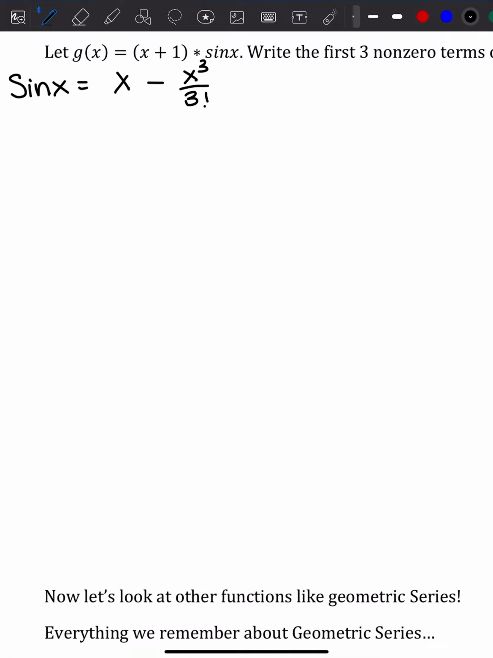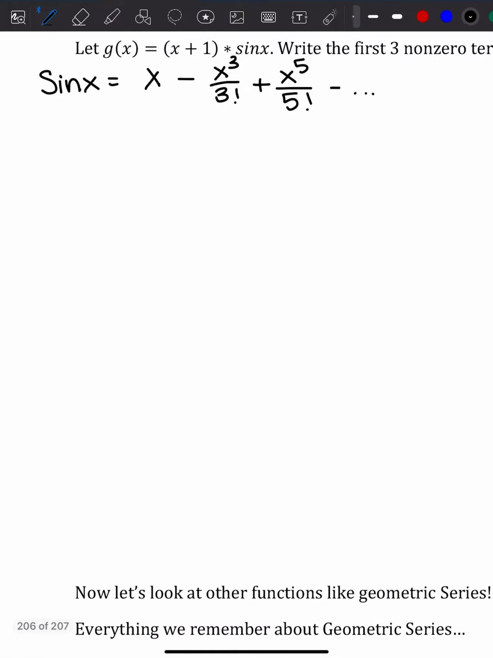It's all of our odd numbers. Plus x to the 5th over 5 factorial, minus dot dot dot. And that's going to go on forever. Okay, one of the things that it says is the first three non-zero terms. It doesn't say anything about the general term, so I'm going to leave that off for now. And I'm going to only look at these first three terms for right now.